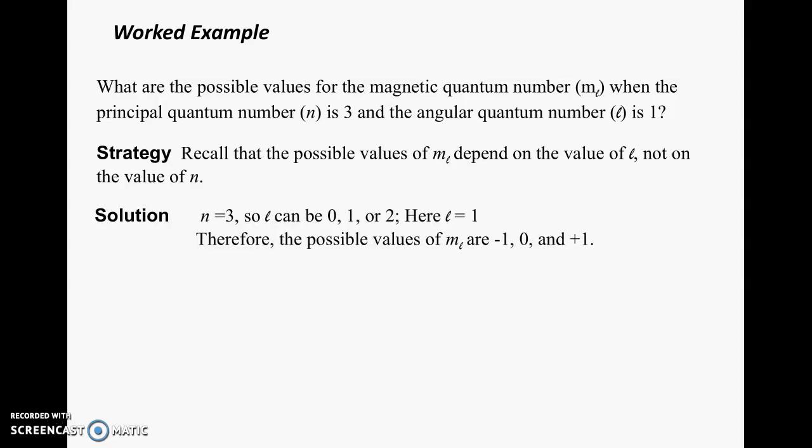So if n equals 3, then L, which is equal to n minus 1, can be 0, 1, or 2. We were told that L equals 1, therefore the possible values for m sub L are minus 1, 0, and plus 1. And I do realize it will take a little bit for you to remember all of this.